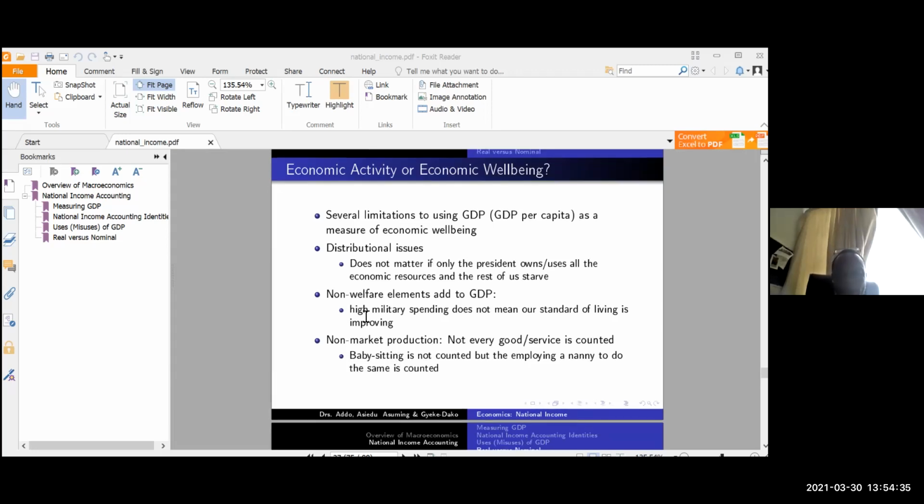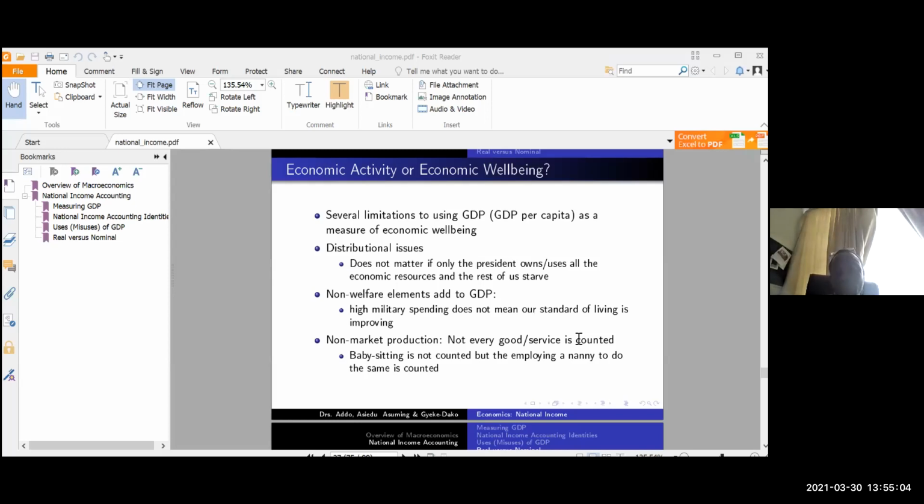Okay. So non-welfare elements add to GDP. Non-market production, as I said, not every good or service is counted in Ghana, so you cannot use that as an indicator. It could even be the reverse, that there are a lot of people that we think are poor, but they are doing so well in the informal sector, but we cannot just count their activities, and then we don't even know their real income. So if you are using an income approach, the guy is not telling you their real income.